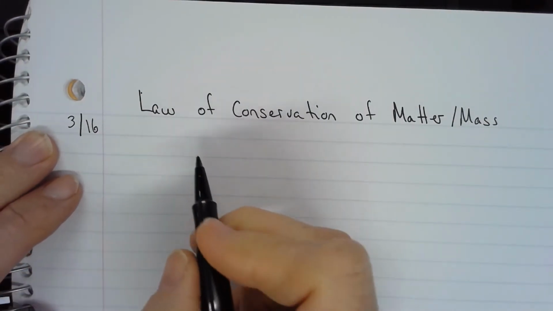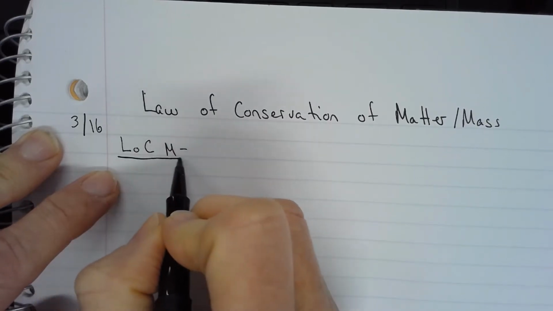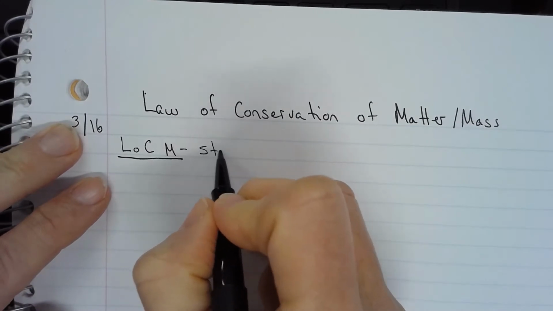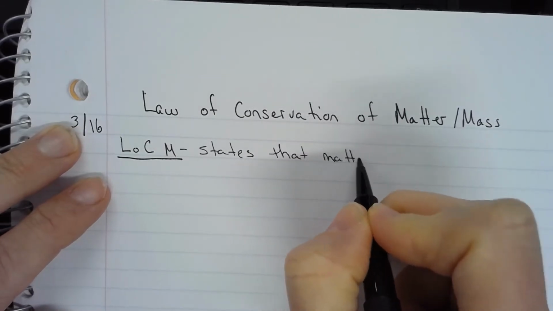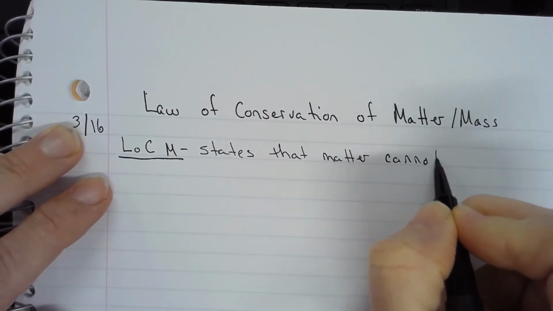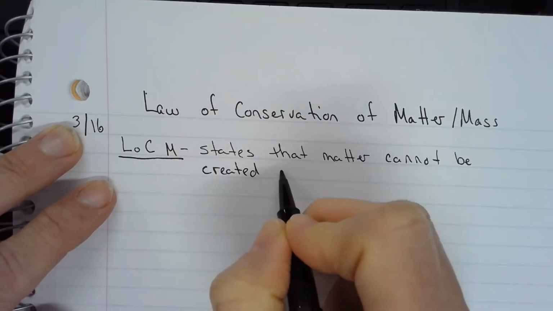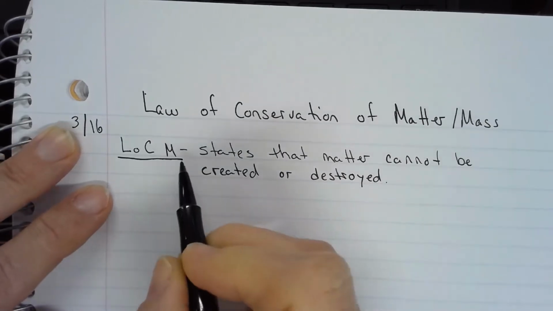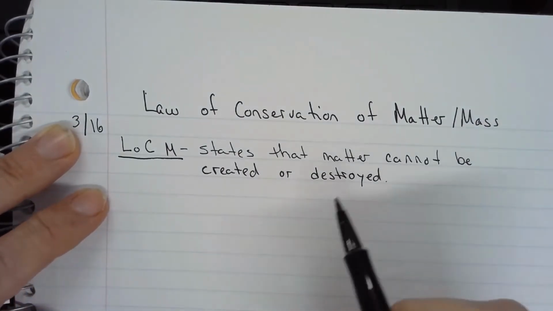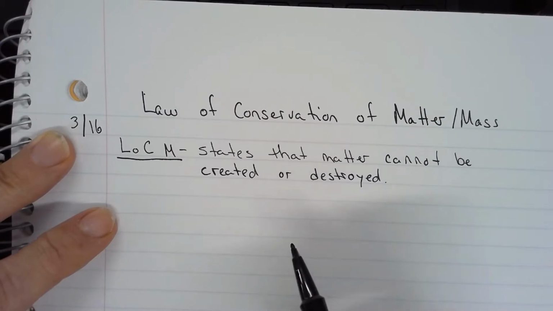So the law of conservation of matter or mass, I'm going to abbreviate it, law of conservation of mass. And what it states is that matter cannot be created or destroyed. So we had the law of conservation of energy, which stated that energy can't be created or destroyed, it can only be transferred. So the law of conservation of mass states that matter cannot be created or destroyed.